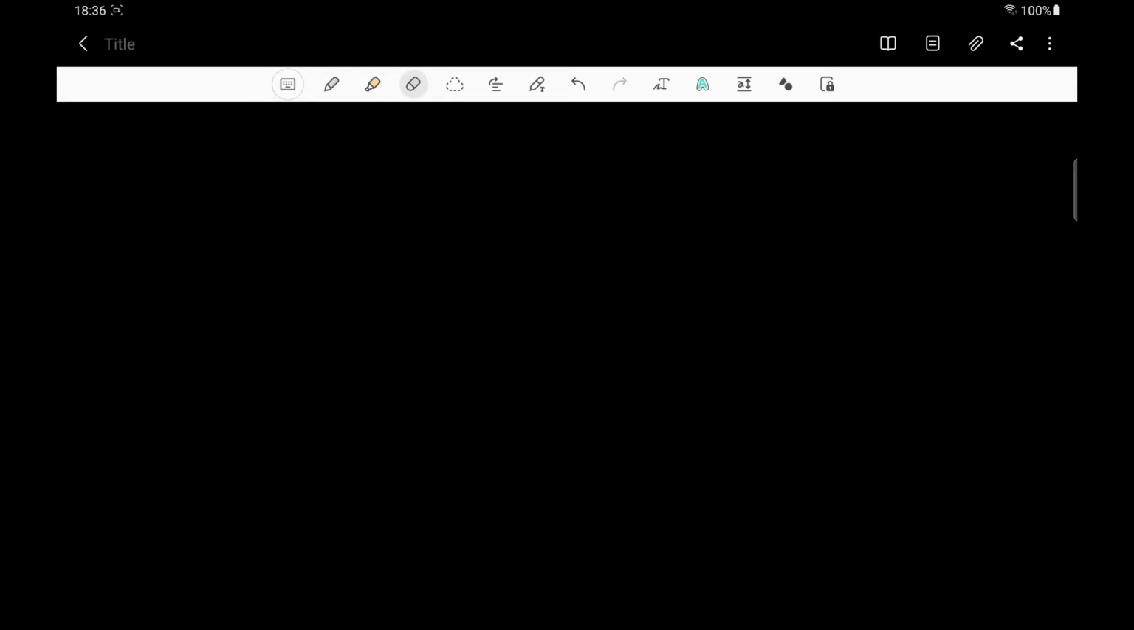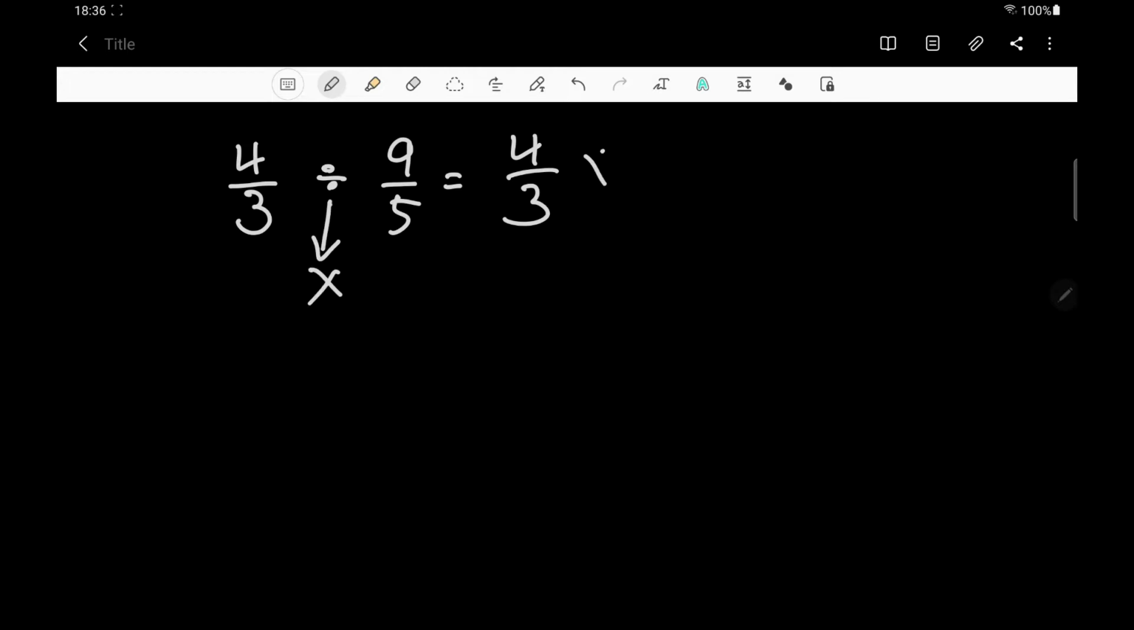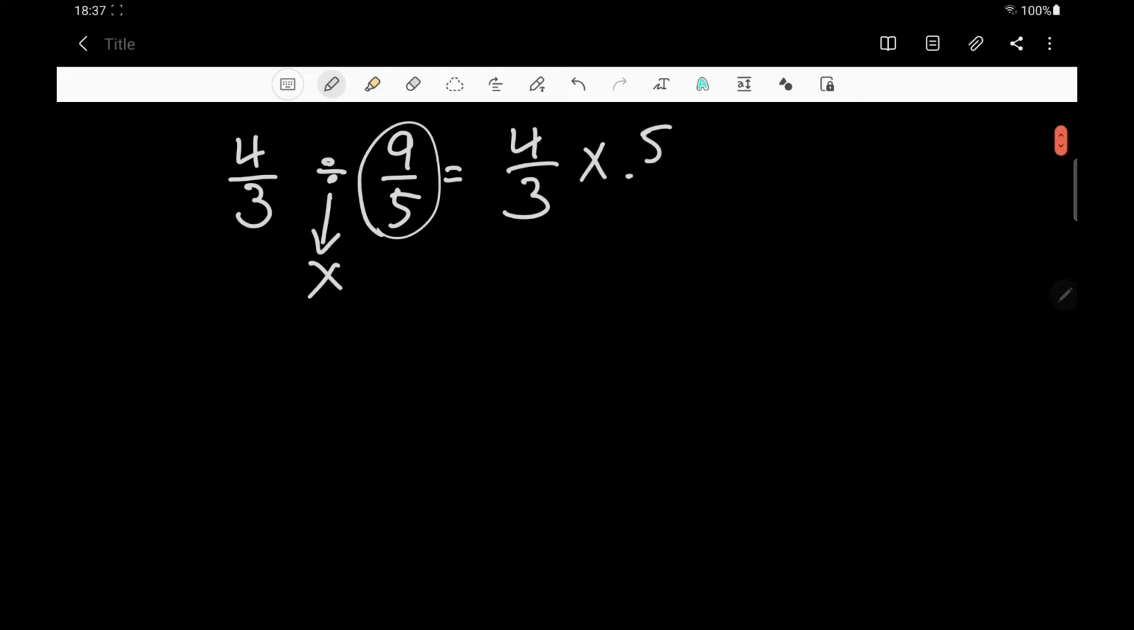Go ahead and try this one. 4/3 divided by 9/5. So using the expression keep, change, flip, let's keep the first fraction the same. Let's change the division to multiplication, and flip this fraction. So it's going to be 5/9.